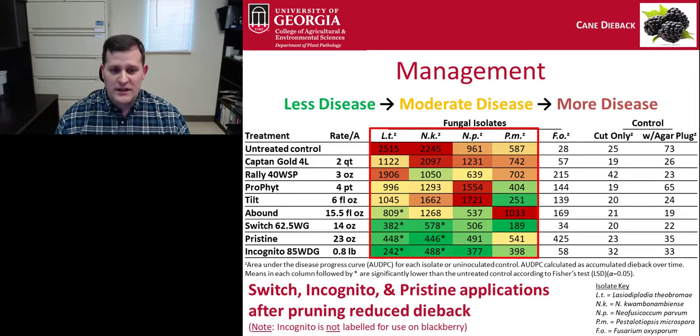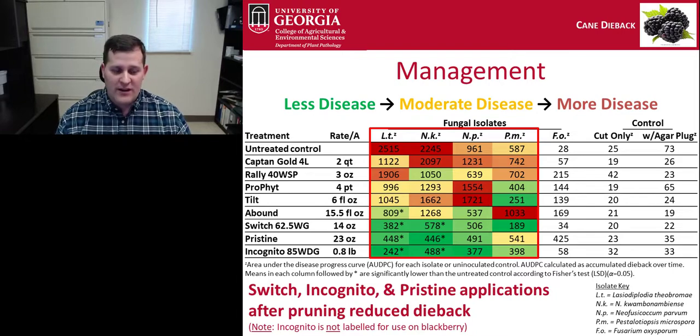The abbreviations at the top of these columns represent the different fungal isolates that were used to inoculate these plants, and on the left, you can see the different fungicides that were applied to these plants. You can see in each column how much disease was present based on the number that's there. I went ahead and color-coded that for you: red means more disease, green means less disease.